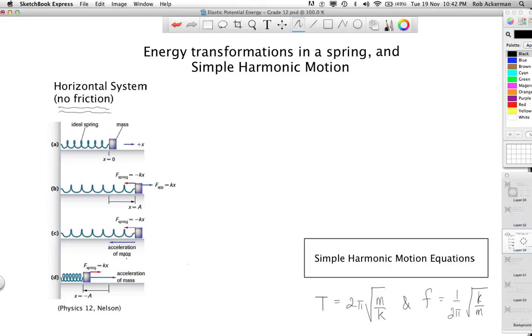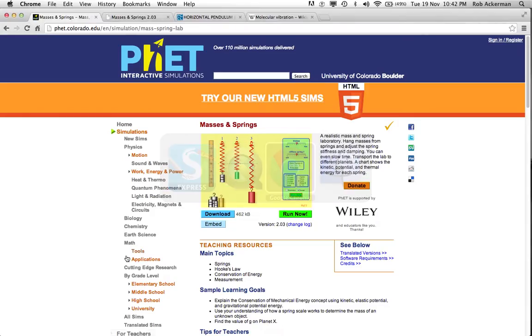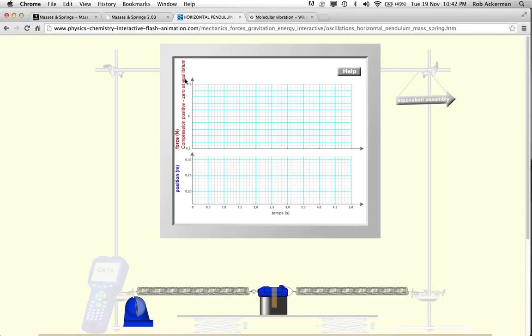In fact, I found a nice little simulation for you online that you can take a look at. It's right here. You can go to this website, physics-chemistry-interactive-flash-animation.com, and what you'll find is this. You can click and drag this mass, which is mounted on 2 springs, as the case may be, and release it, and it vibrates back and forth. There's a motion sensor over here, which is designed to measure the motion of the spring. And if you click Start up here, look what you get.